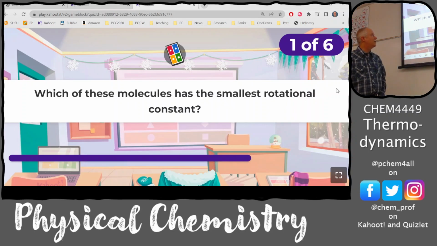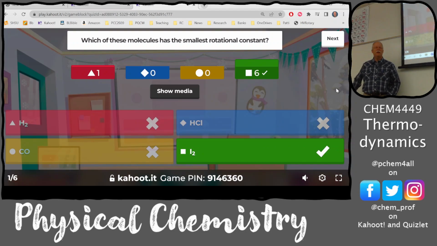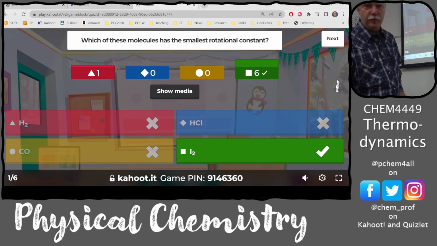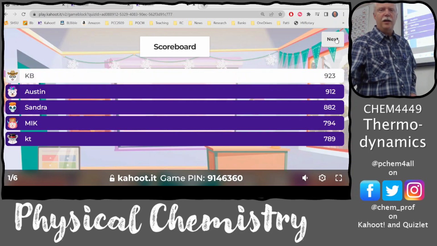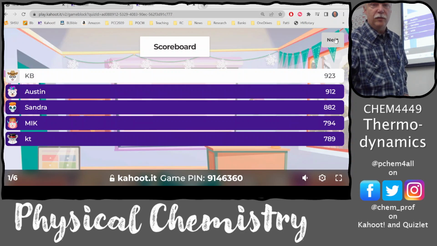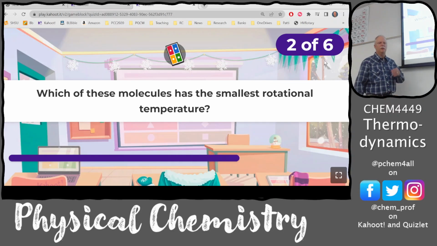Okay, so which of these molecules has the smallest rotational constant? The smallest rotational constant. This might be a repeat of one we did last time. Did we do? Yeah, we'll see. Okay, very good. So the heavier masses, the mass is in the denominator, and so it should be a small rotational constant for heavy masses. I think we did this one last time. We'll just read it.